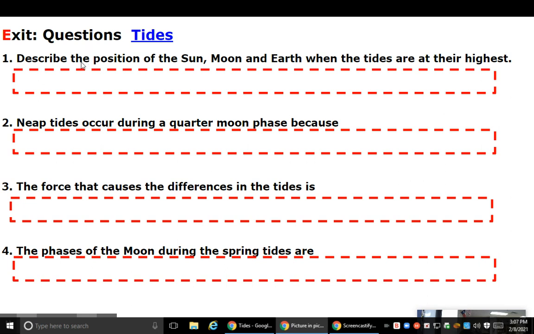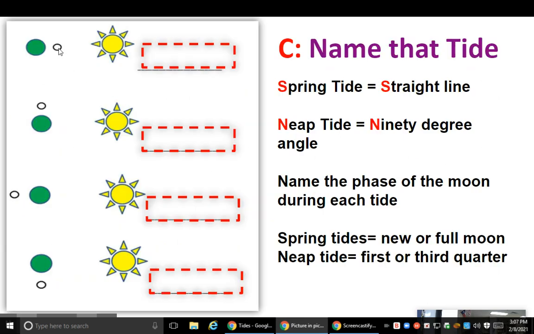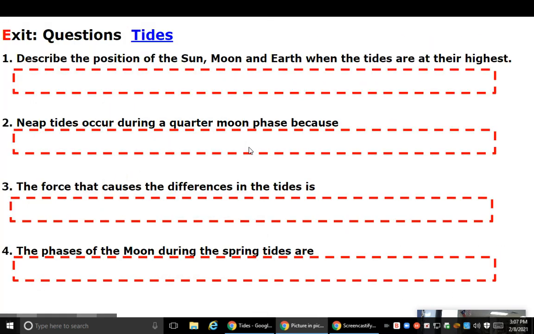Exit question. Describe the position of the sun, the moon, and the earth when the tides are at their highest. So this would occur in a spring tide where you have a straight line of the moon pulling on Earth's water and the sun as well acting and pulling on Earth's waters. So this is where you'd have the greatest difference in tidal ranges. You're going to have two very high tides and then two very low tides.